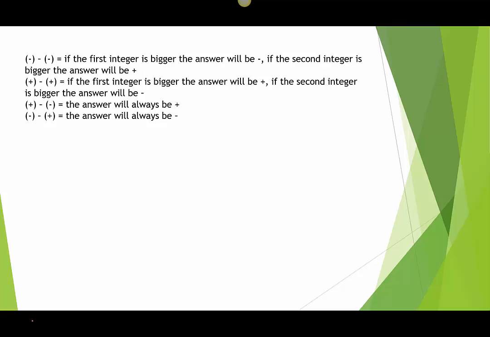So here are your rules. Negative minus a negative: if the first integer is bigger, the answer will always be negative. If the second integer is bigger, the answer will be positive. For example, negative 5 minus a negative 3: the answer is going to be negative because this number is bigger. If it was negative 3 minus a negative 5, it's going to be positive because this number is bigger.